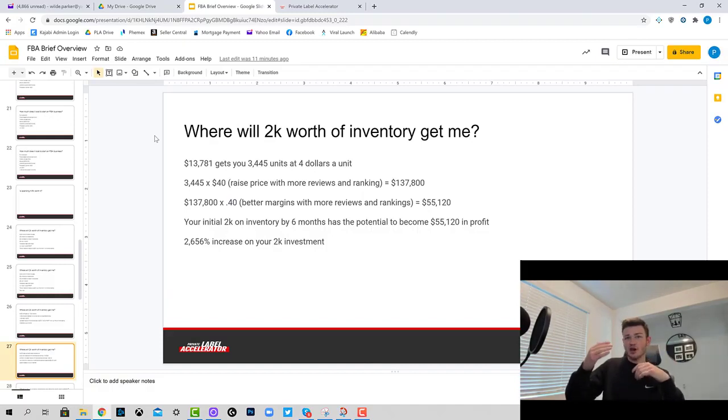Again, the margins go up. There is a threshold. I don't see it getting more than 50%, honestly, because Amazon does take a fee. You have to pay for your inventory, shipping, things like that, and that's how we get to that 40% mark. But with a 40% margin, you will then produce $55,120 worth of profit. So your initial $2,000 on inventory by 6 months has the potential to become $55,120 in profit. And that's a rough estimate.